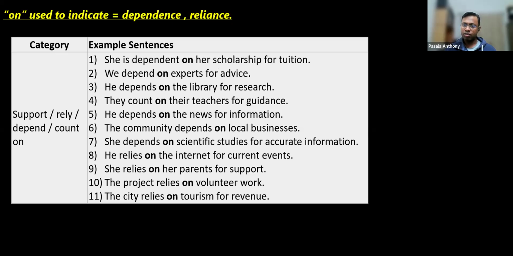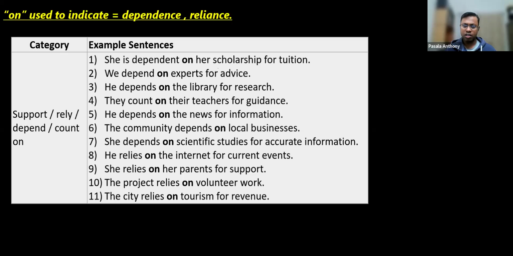Means they trust their teachers for guidance. They depend on the teachers for guidance. That is the word count on. He depends on the news for information. The community depends on local businesses. She depends on scientific studies for accurate information. He relies on, same thing, relying and depending is the same thing.